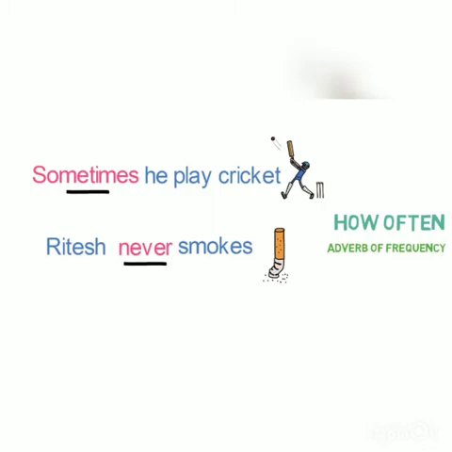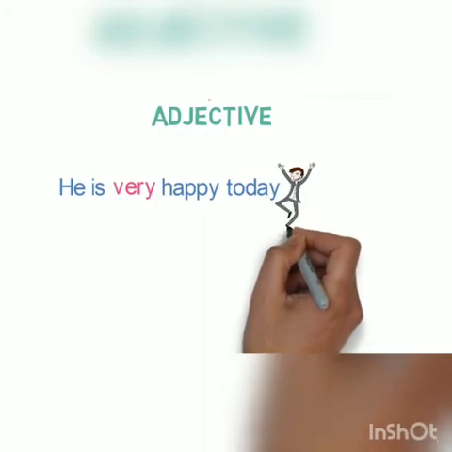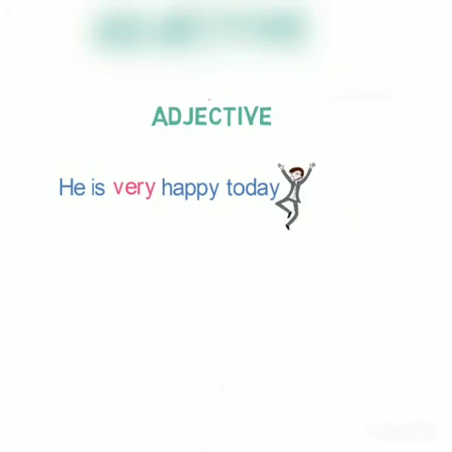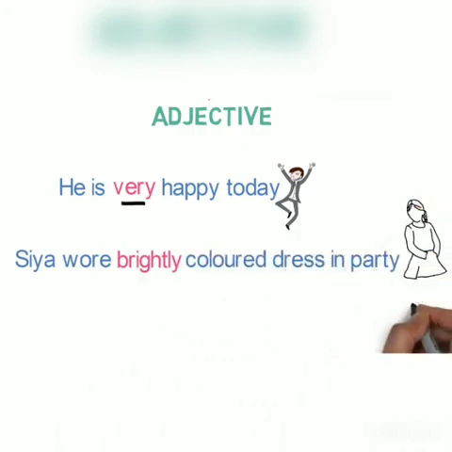Let's look into the adverb that describes an adjective. He's very happy today. Now what is the adjective here? Happy. And which word describes the intensity of happiness? Very. So very is an adverb describing the adjective happy. Sia wore a brightly colored dress to the party. Here, what is describing our dress? It is the color. So colored is an adjective. What is the intensity of the color? It is described by brightly. So it's an adverb here.